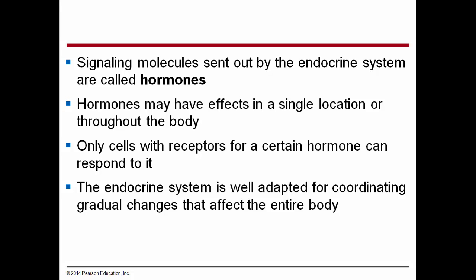Signaling molecules sent out by the endocrine system are called hormones. Hormones may have effects in a single location or throughout the body. Only cells with receptors for a certain hormone can respond to it. So hormones are typically released into the bloodstream and travel all throughout the body, but only glands with the receptors for the certain hormone can respond to it. The endocrine system is well adapted for coordinating gradual changes that affect the entire body.